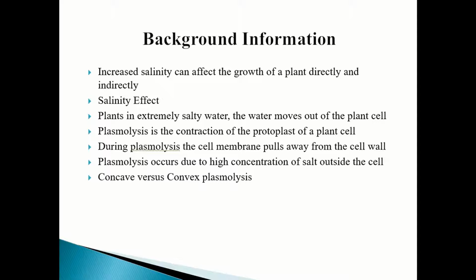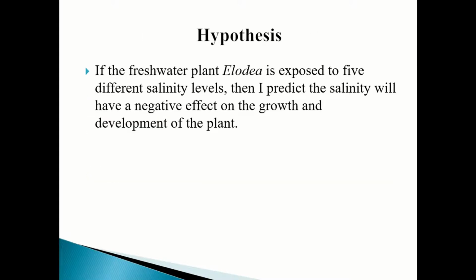Concave plasmolysis is the shrinkage of the cell wall which can be reversed. Convex plasmolysis, however, is when the plasma membrane and protoplast completely detach from the cell wall and cannot be reversed. Next slide. My hypothesis states: if the freshwater plant Elodea is exposed to 5 different salinity levels, then I predict salinity will have a negative effect on the growth and development of the plant.